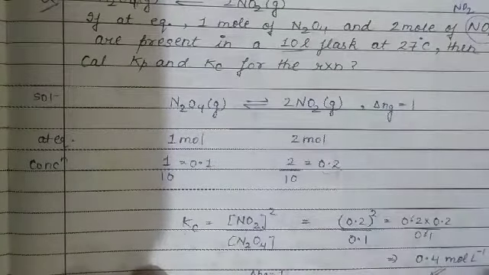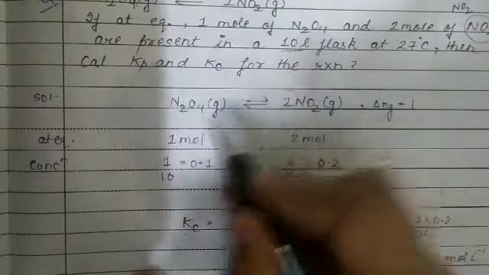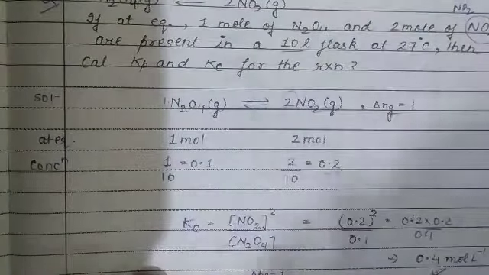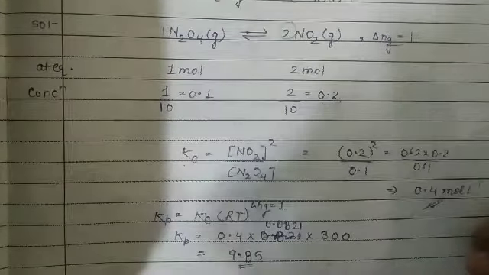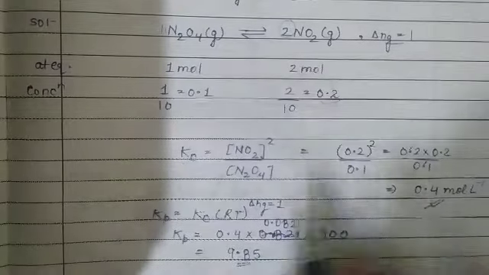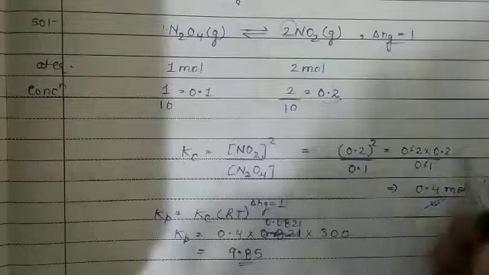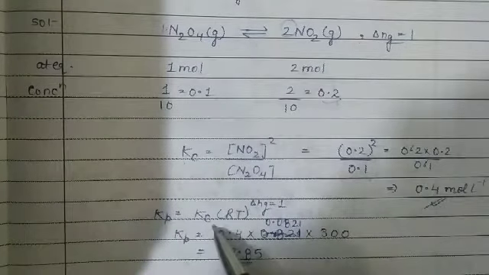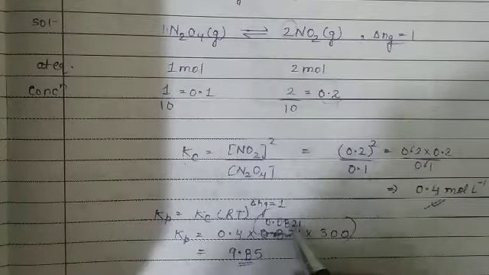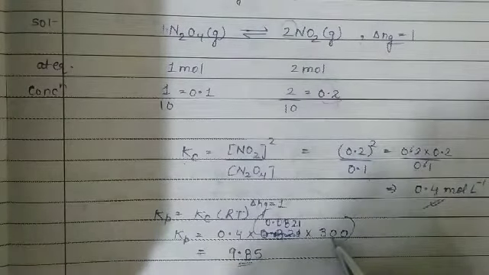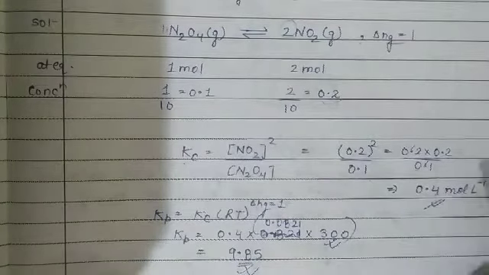So the value of Kc we have found. As we can see, the value of delta Ng is product minus reactant, so 2 minus 1, delta Ng is 1. And we know the relation Kp equal to Kc into RT raised to the power delta Ng, and we have solved delta Ng equal to 1. So now put the value of Kc. The value of R is 0.0821, and the temperature, 27 degrees Celsius, means 300 Kelvin. So we have calculated the value of Kp.